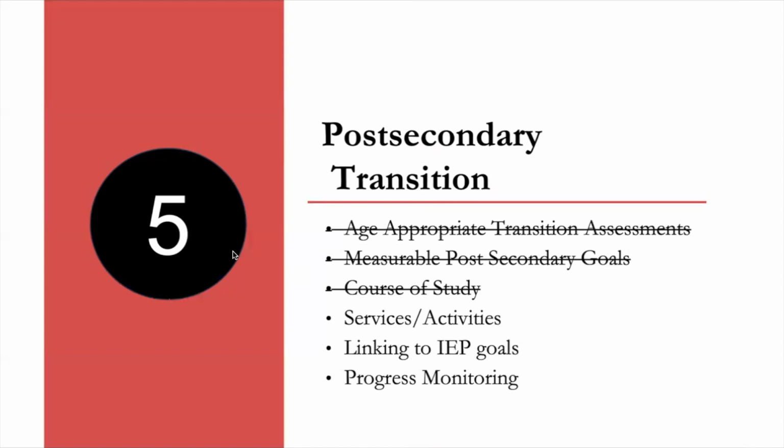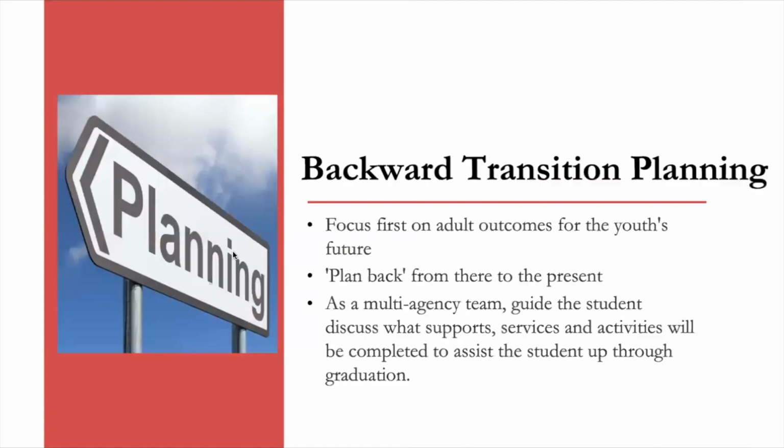So after you've identified that course of study, you need to determine what the student needs to reach their overall post-secondary transition goals. To do this, we want to complete backwards planning to lay out your plan of action and to identify as a team what supports and services, agencies, and activities the student will need to meet their goal. So what is backwards planning?